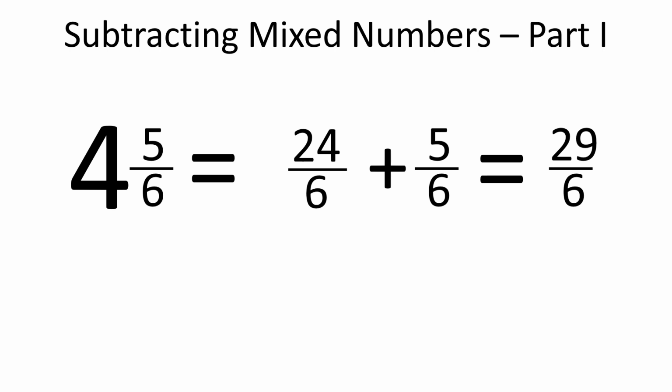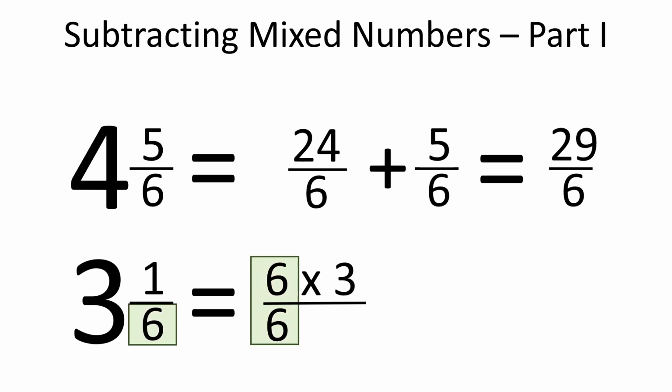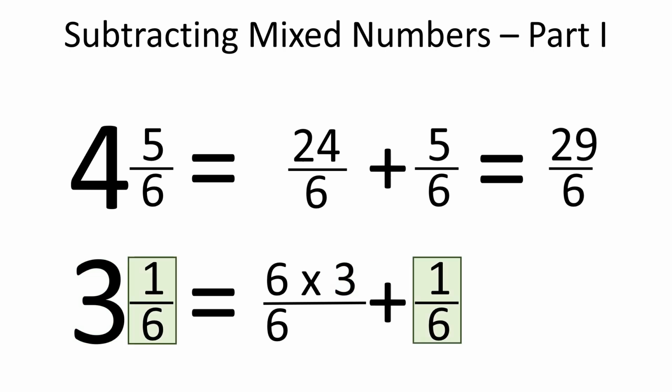Now let's do the same with 3 and 1/6. Here the whole was also divided into 6 parts because there is 6 in the denominator. So 1 whole is equal to 6/6. As we have 3 wholes, we have to multiply the numerator by 3. And then we have to add to that 1/6.